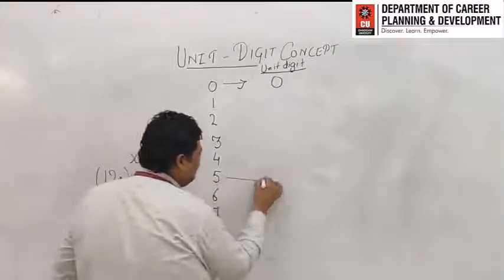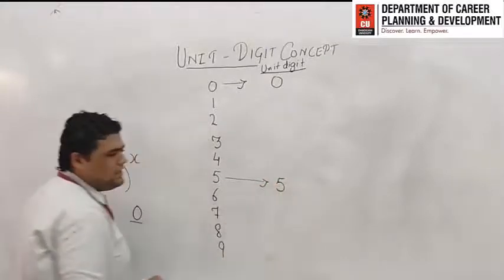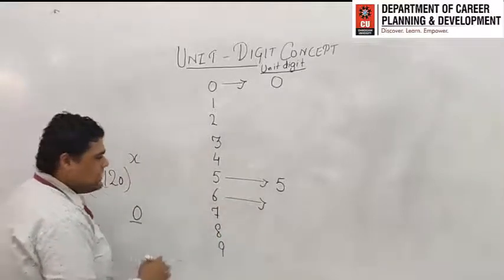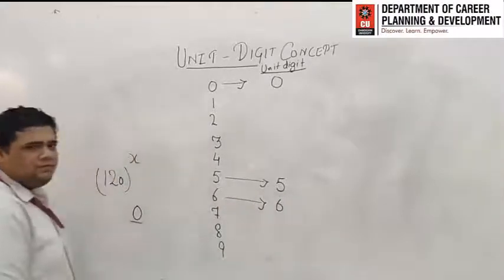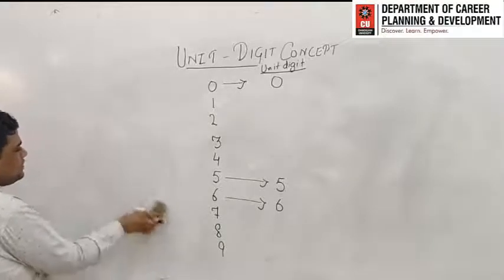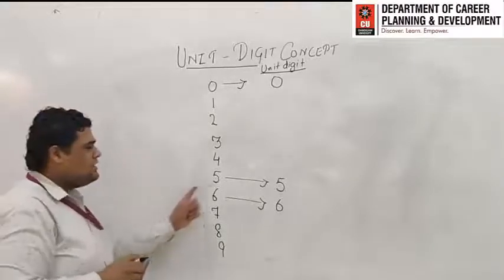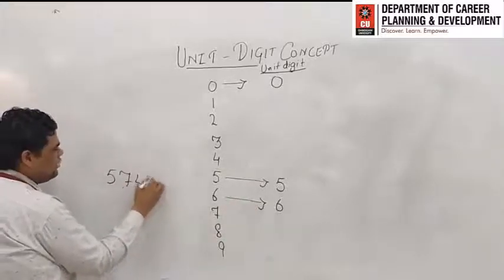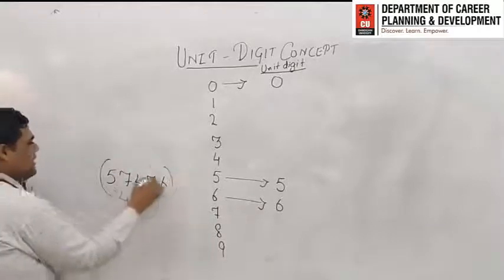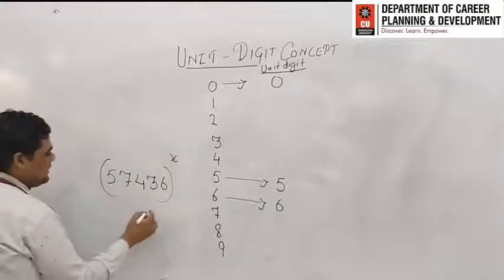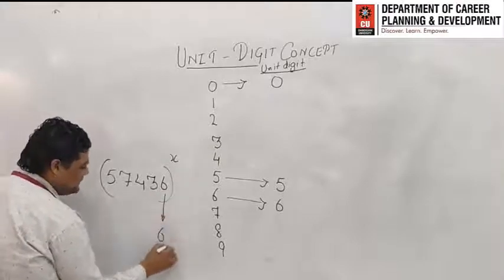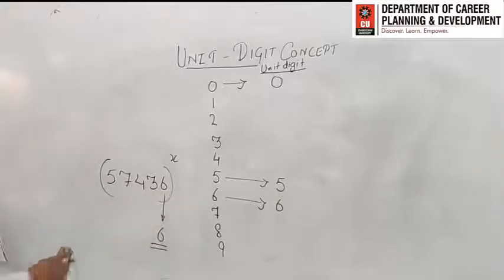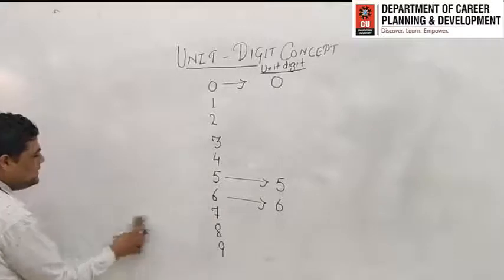Same is the case with 5. Here also the unit place will never change. It will be 5. And same is the case with 6. Here also the unit place will remain 6. So these are the three numbers for which the unit place will never change. For example, if the number given to you is 57436 raised to the power any value x, then the unit place value will definitely be 6. This will never change whenever the unit place is 6.